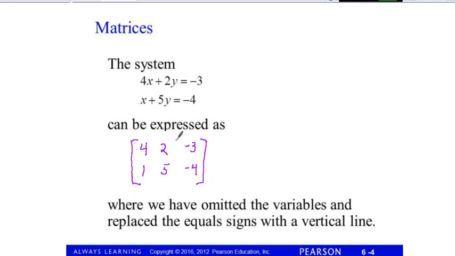Now we could put, sometimes they put a vertical line here to separate and show that these values here are the coefficients of our variables, and these are our constants, which are our solutions on the other side of our equal sign. But let's talk about some terminology here with matrix.